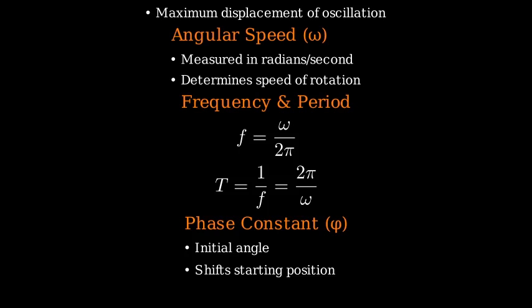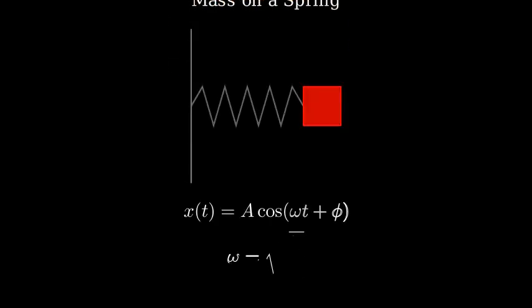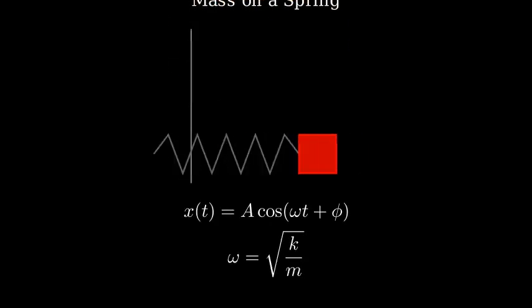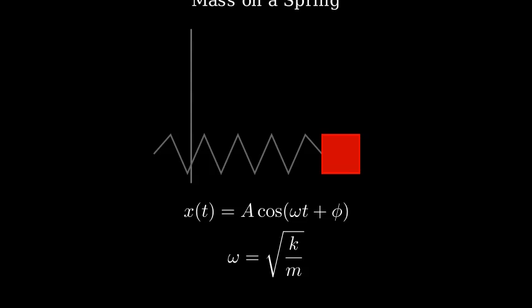Let's look at some real-world examples of oscillatory motion and see how they connect to circular motion. First, a mass on a spring. When a spring is stretched or compressed and then released, it oscillates back and forth. This motion follows the equation x equals A cosine of omega t plus phi, where omega equals the square root of k over m, k being the spring constant and m being the mass.